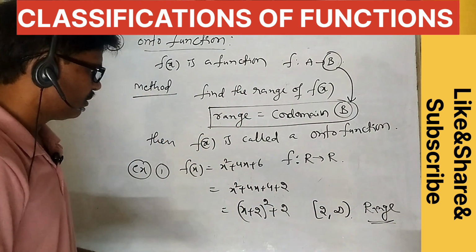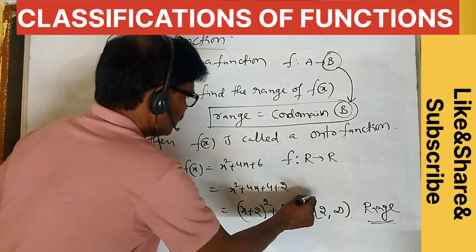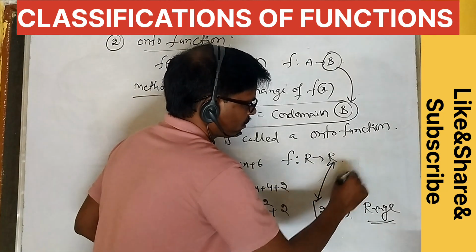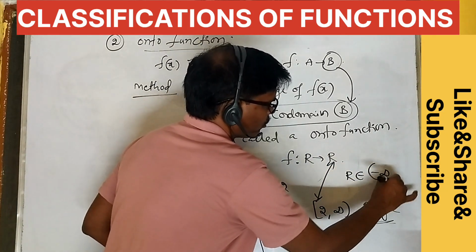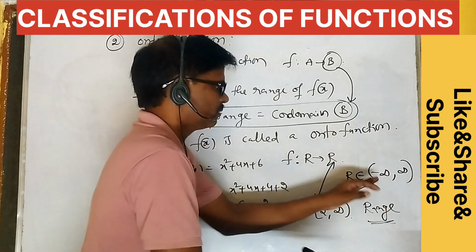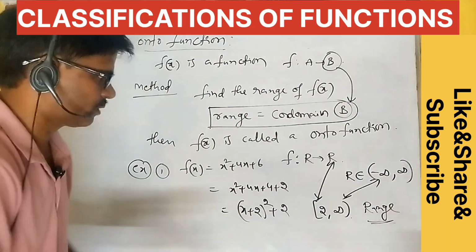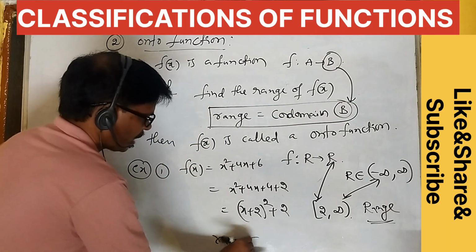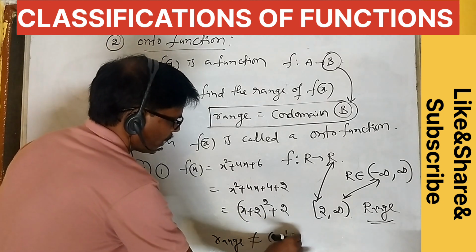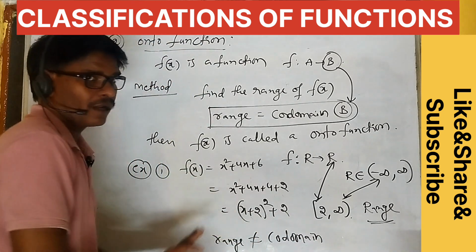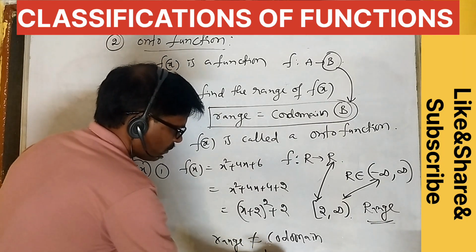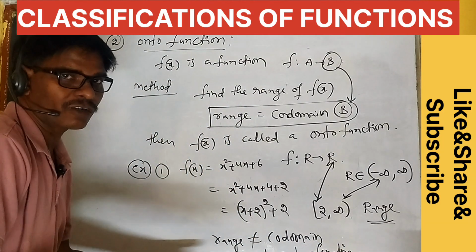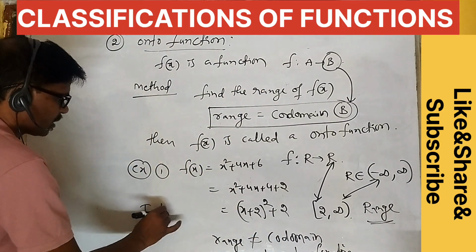Okay, this is the range of the function. Now is the range equal to the codomain? The codomain is R, which means R belongs to minus infinity to plus infinity. Are these both equal or not? Not equal. Both are not equal, which means range is not equal to codomain. This is not an onto function. Not onto function means what kind of function? Not onto means into function. This is the into function.